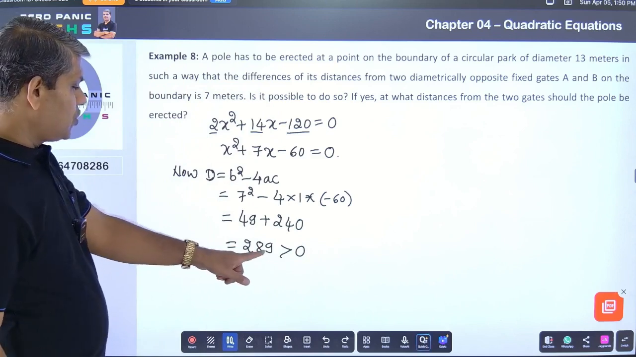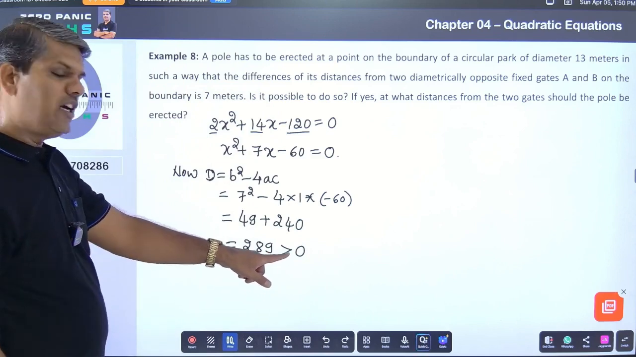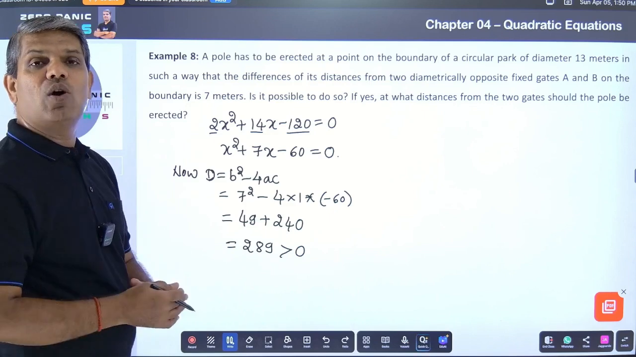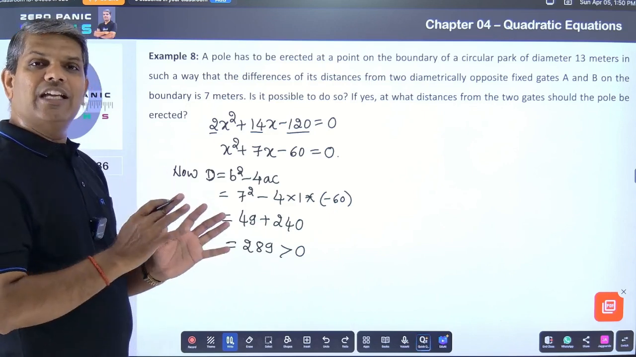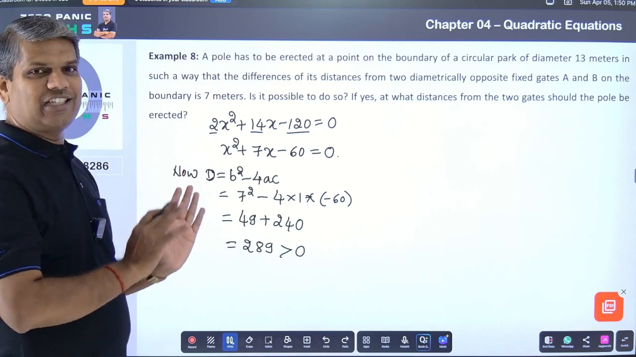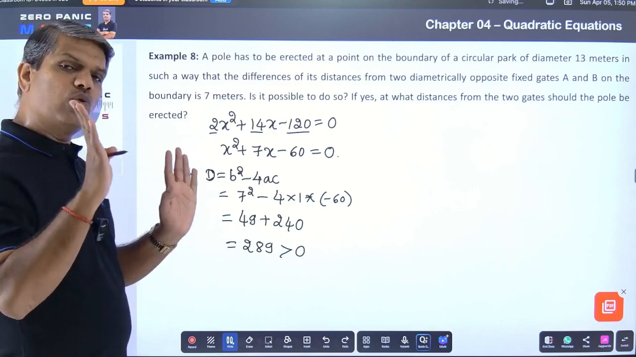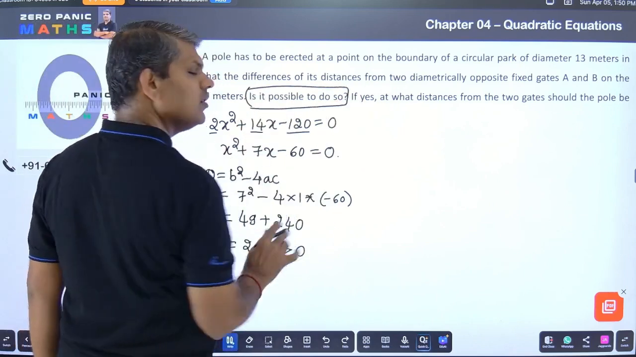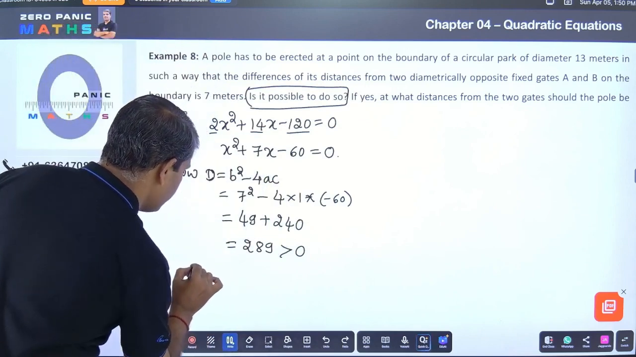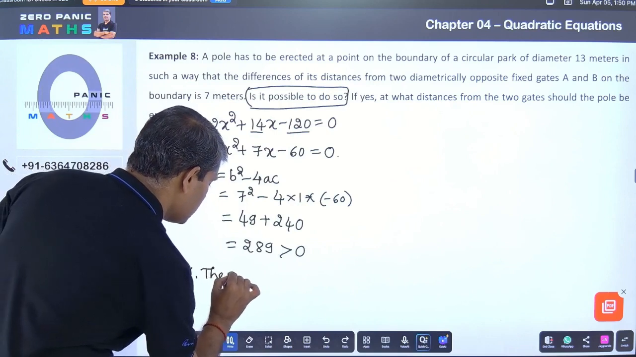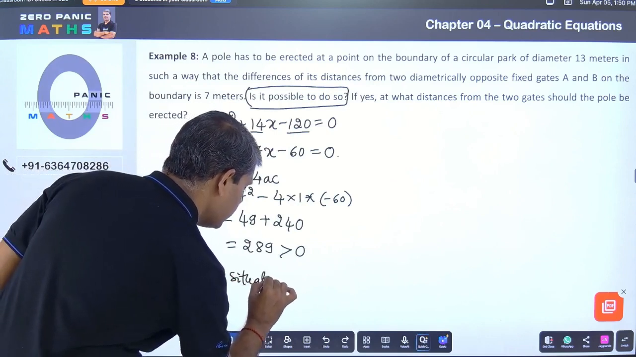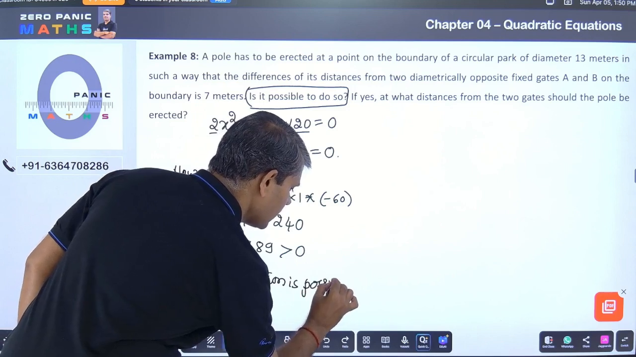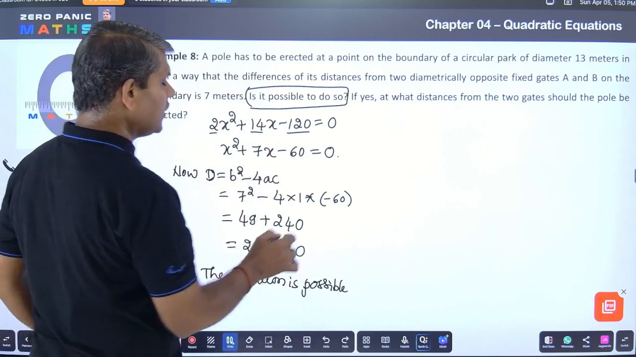Since the discriminant 289 is greater than 0, what is the nature of the roots? The roots are real and distinct. You are going to get two distinct roots, and the roots are real. If the roots are real, then for the first question, is this situation possible? Yes, this situation is possible. Therefore, for the first part we write: the situation is possible. We have solved the first part.